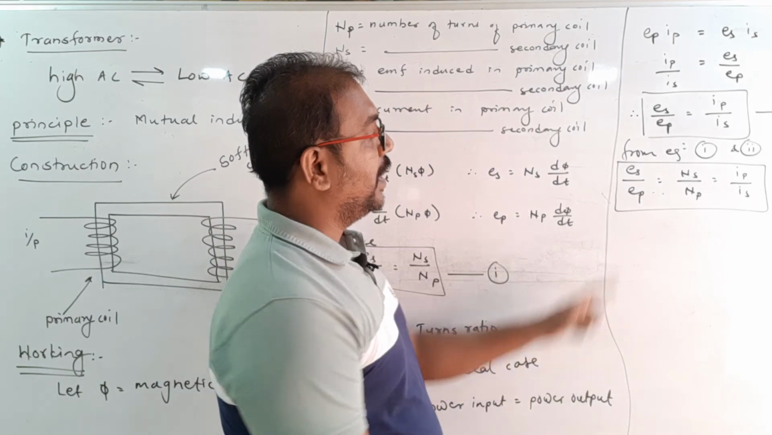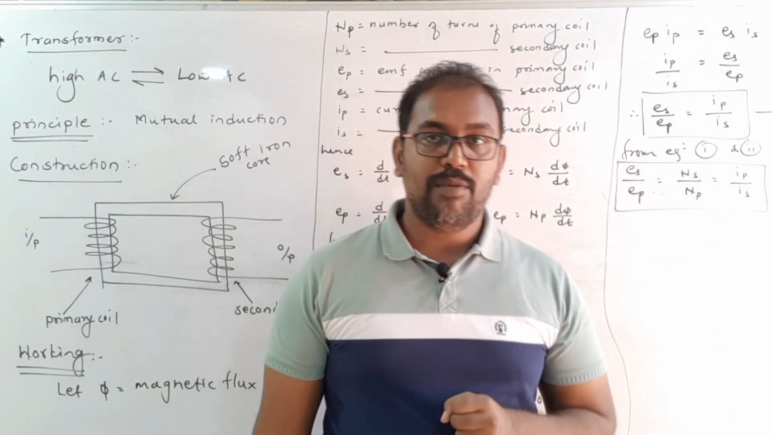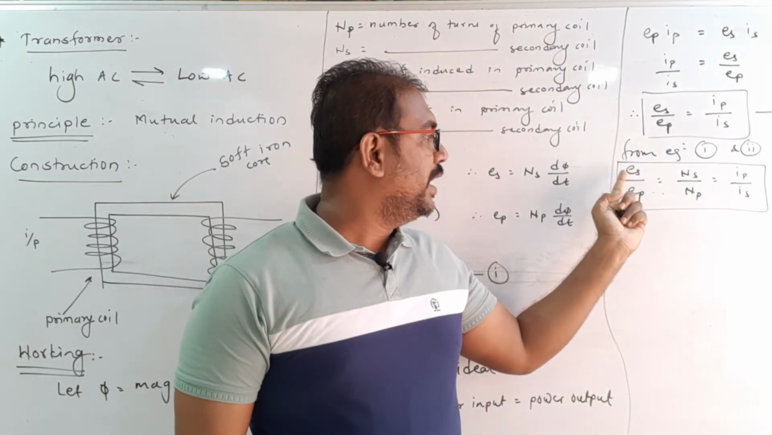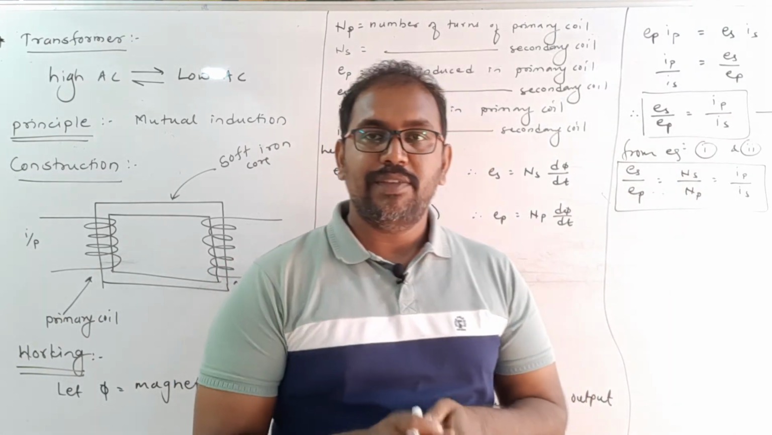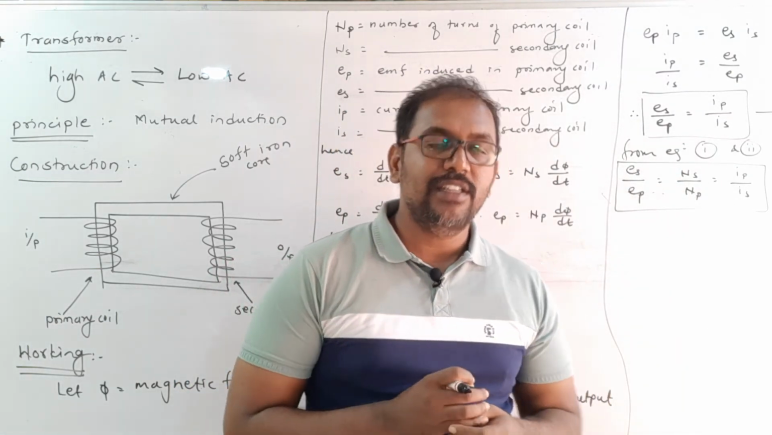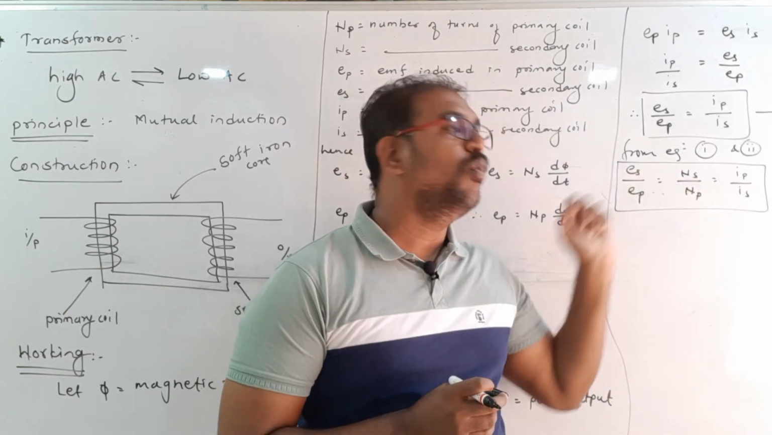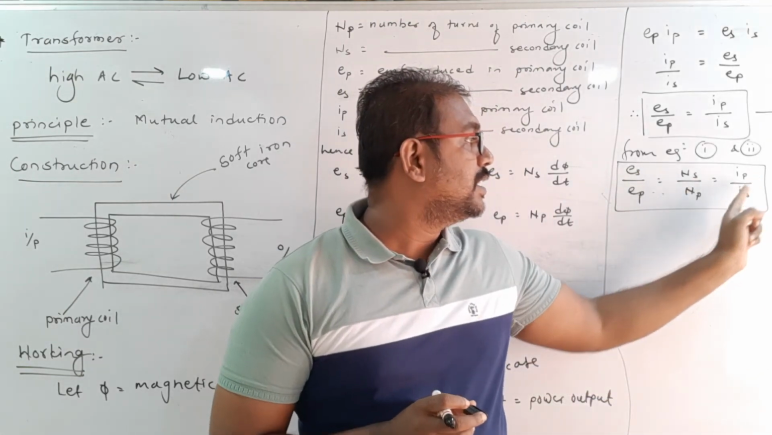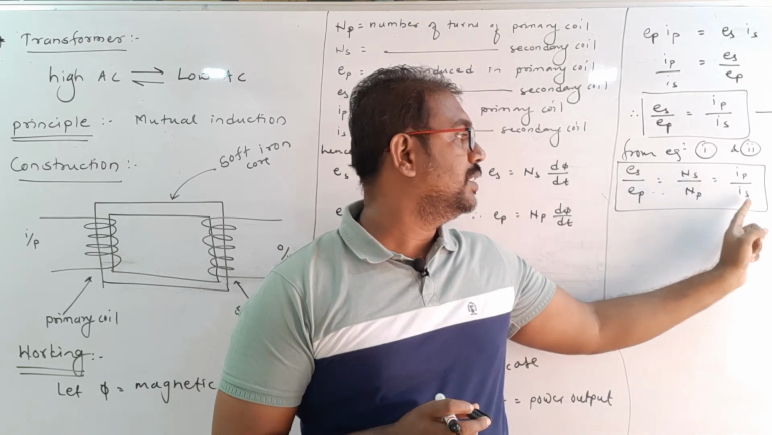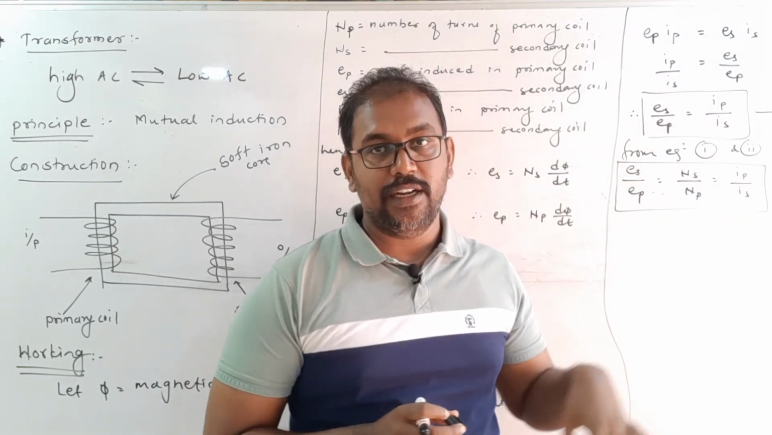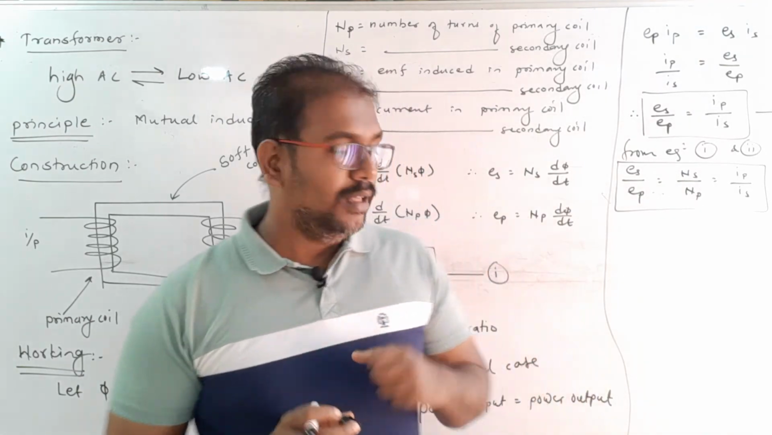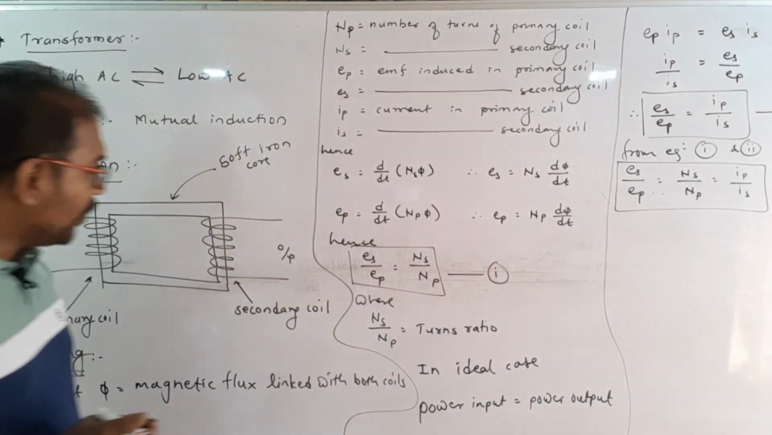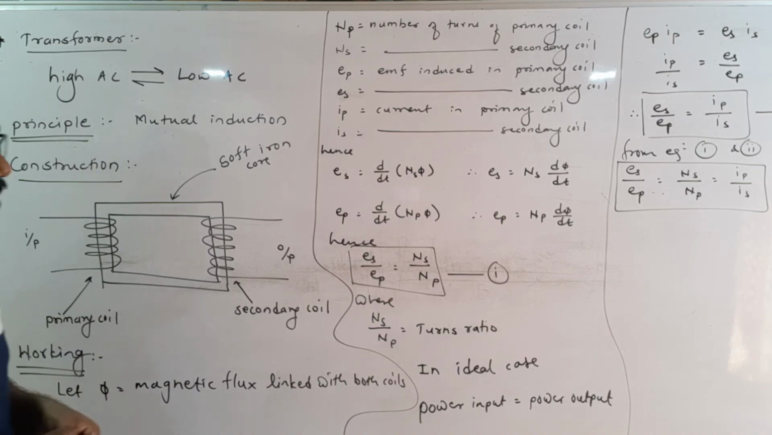Now by this formula, ES and NS are proportional. To get more ES, the number of turns of the secondary must be large. As we keep more turns in the secondary, we get more output voltage and less current. You can see the number of turns and current are inversely related. It means the more the number of turns, the less the current. So you can remember that.